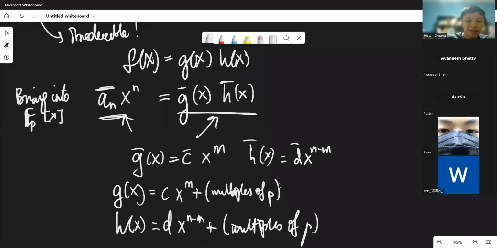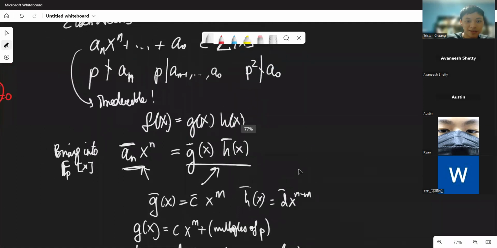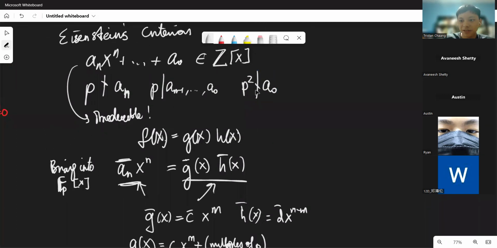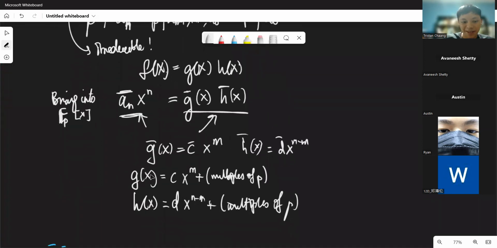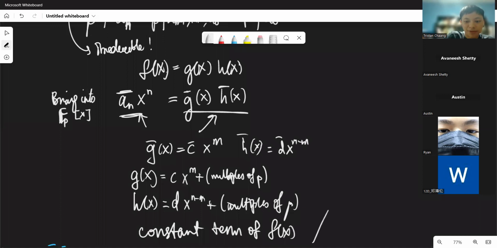Let's look back at the condition. p squared does not divide the constant term. But if g and h are non-trivial polynomials, the last term of g(x) is a multiple of p, and the last term of h(x) is a multiple of p. That means the constant term of f(x) is divisible by p squared. So that's a contradiction.